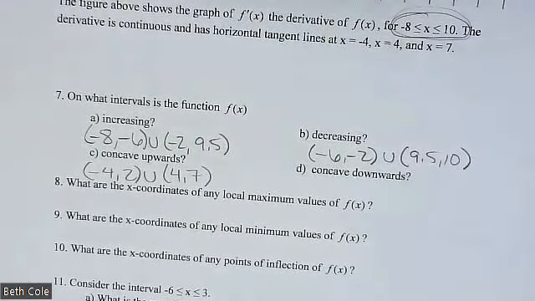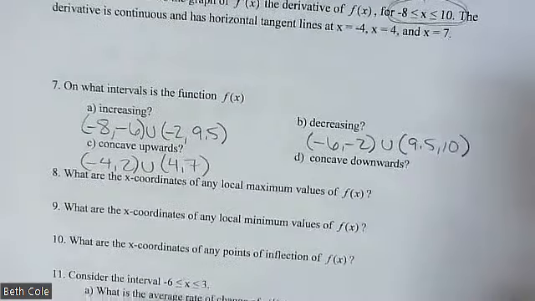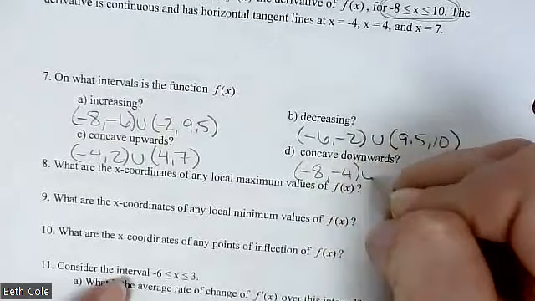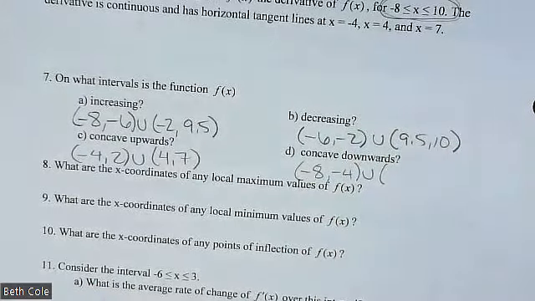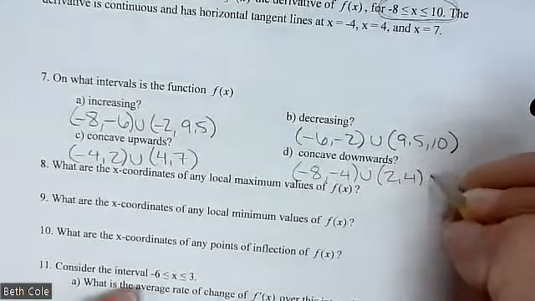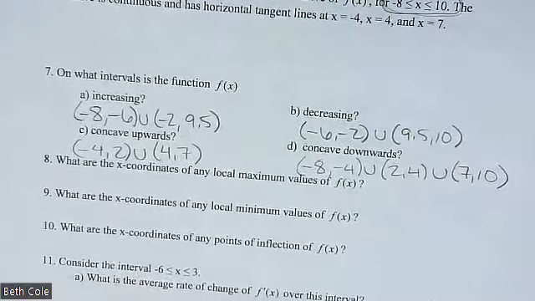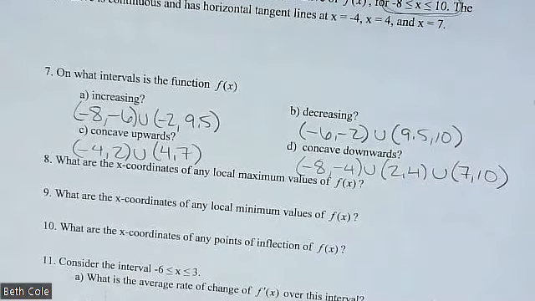Concave down is where the first derivative is decreasing. That's going to be everywhere else. Okay, so that'll be -8 to -4. Union, what else? Yeah, 2 to 4, union 7 to 10. You unfortunately can't write everywhere else.